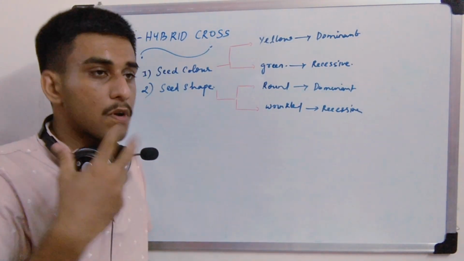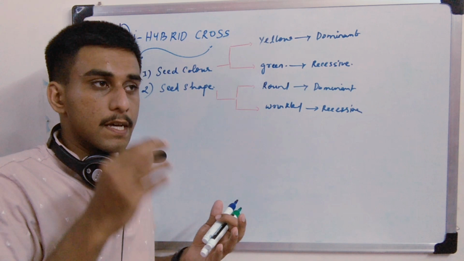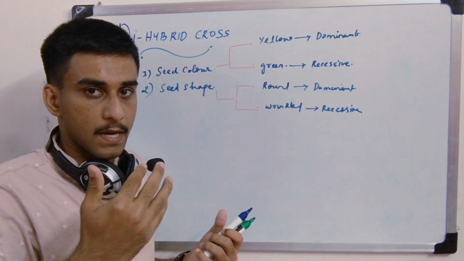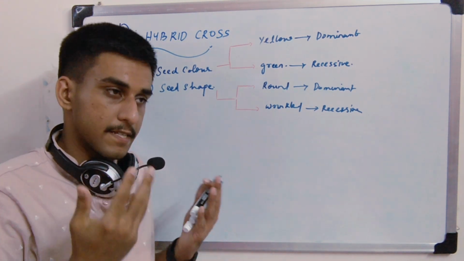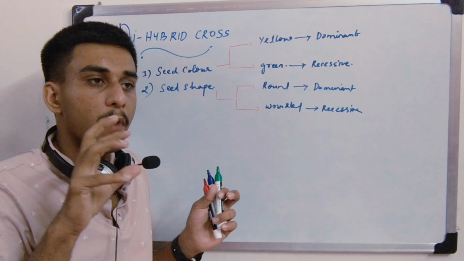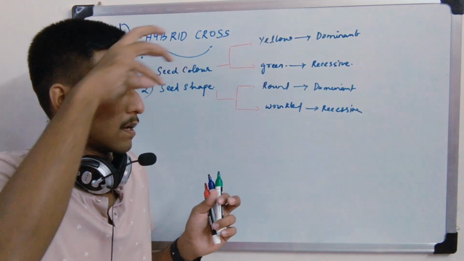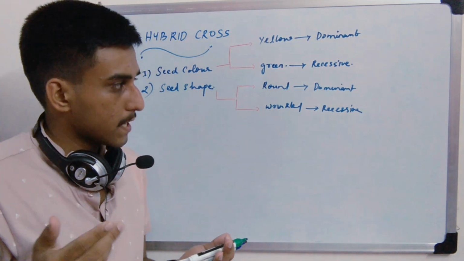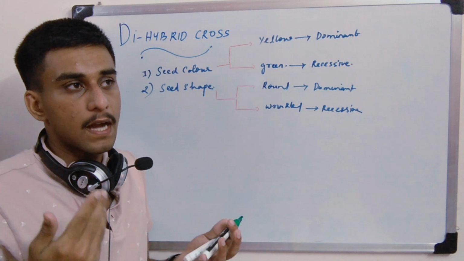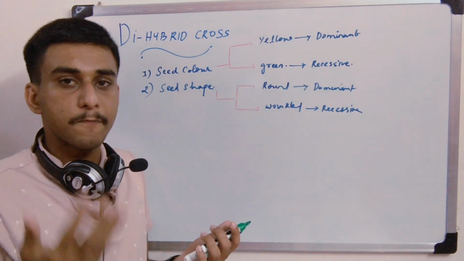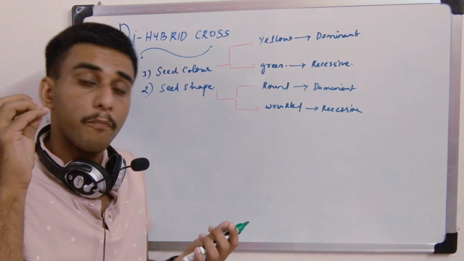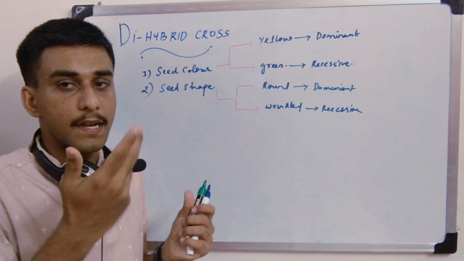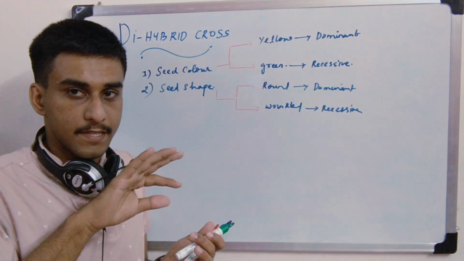In the presence of round shape, which means the dominant form of round, which is either capital R capital R or capital R small r, right? Homozygous or heterozygous. So in this condition, the wrinkled form will be masked by the dominance of the round. This is what we have discussed in the principle of dominance. This is what Mendel concluded from his experiment, right? The masking effect of the dominant gene, dominant allele, right? The gene is the same, but the allele differs due to its heterozygous or homozygous state.